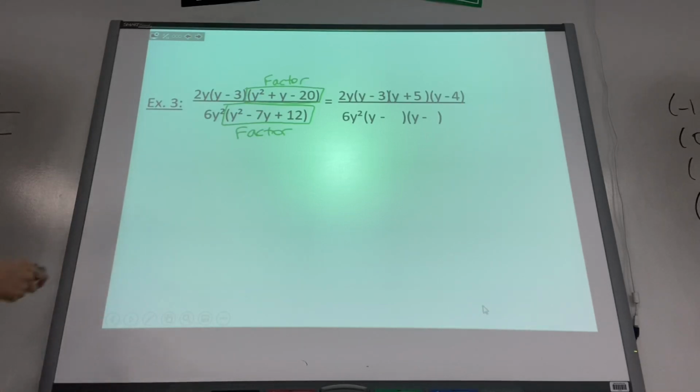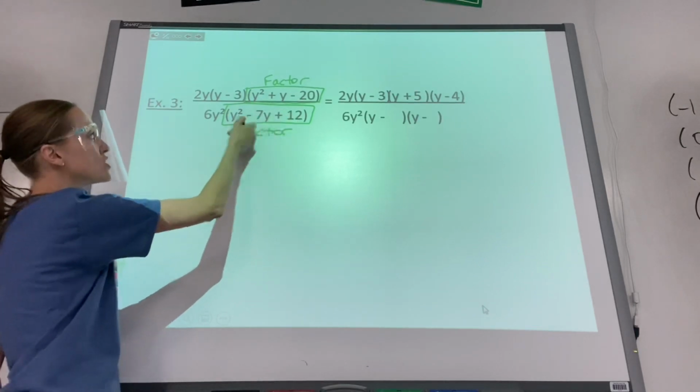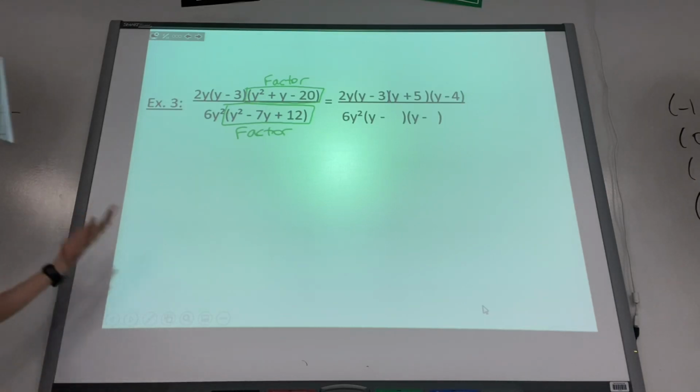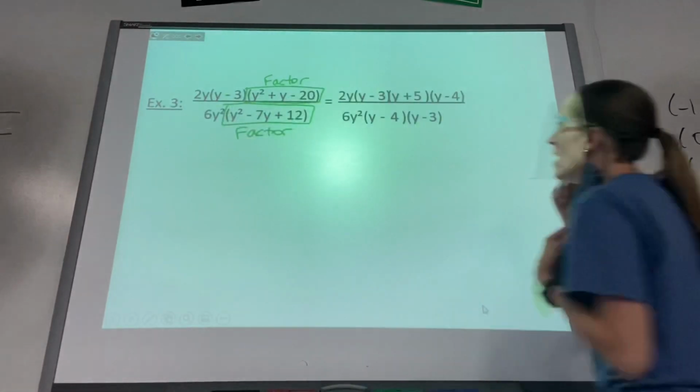Now, two negative numbers that multiply to 12 and add to negative 7. What would those be? Yeah, 4 and 3. 3 and 4, the order on that would not matter since the signs are the same.